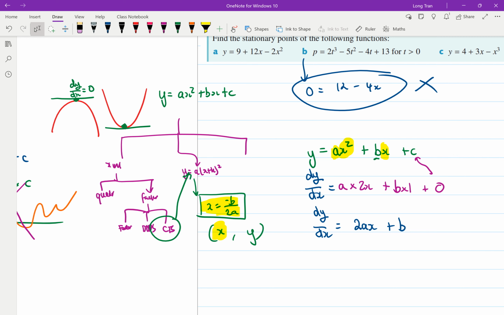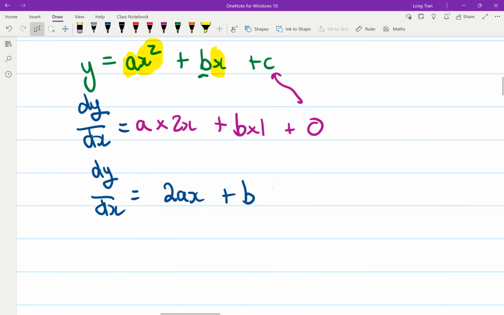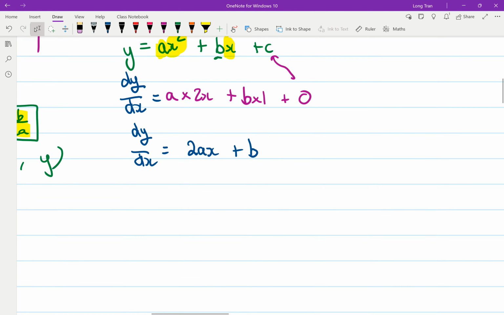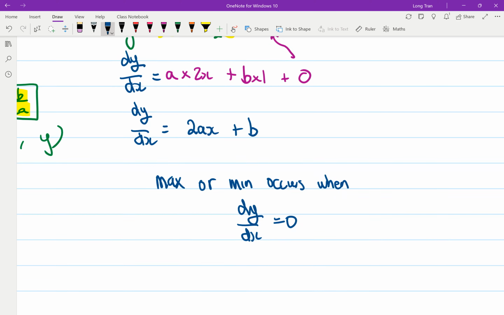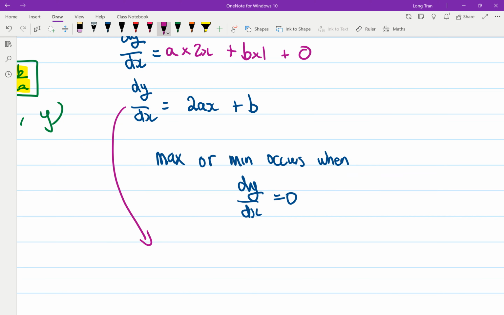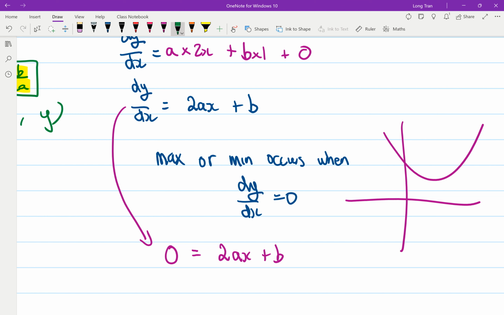And this is the part of your layout. When you're doing this in year 12, you should then be saying here, maximum or minimum occurs when delta y over delta x is equal to 0. If that's true, well then this now becomes 0 is equal to 2 times ax plus b. So in your quadratic graph, doesn't matter where it is, we're trying to find where is this x value so that the gradient is 0.